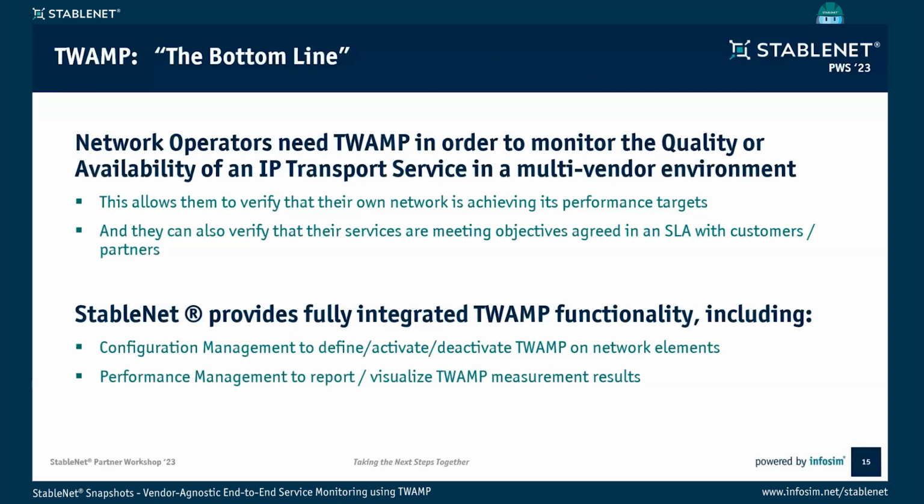So just in summary, what's the bottom line for what we've just been talking about? Network operators need TWAMP in order to monitor the quality or availability of an IP transport service in a multi-vendor environment. This allows them to verify that their own network is achieving its performance targets, and they can also verify that their services are meeting objectives agreed in an SLA with customers and/or partners. StableNet provides fully integrated TWAMP functionality, including configuration management to define, activate, deactivate TWAMP on the network elements, and performance management to report and visualize TWAMP measurement results.